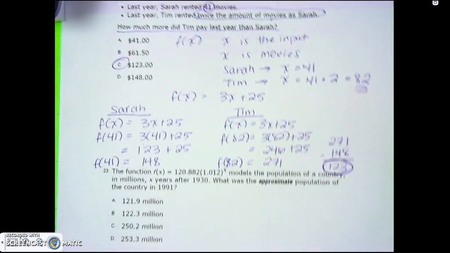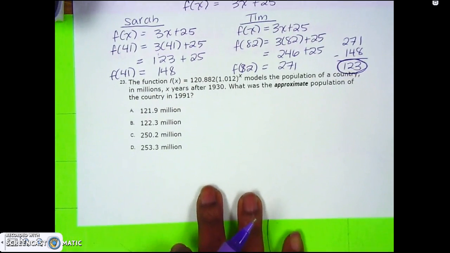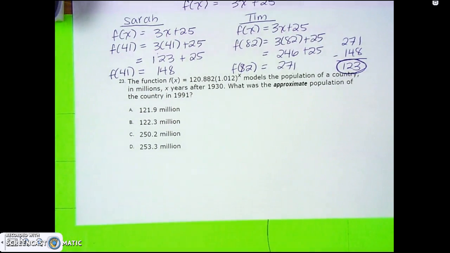Alright, the next example says the function f of x equals 120.882 times 1.012 raised to the x power models the population of a country in millions, x years after 1930. What was the approximate population of the country in 1991?